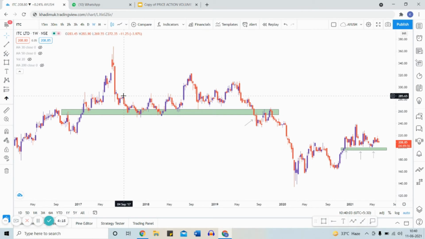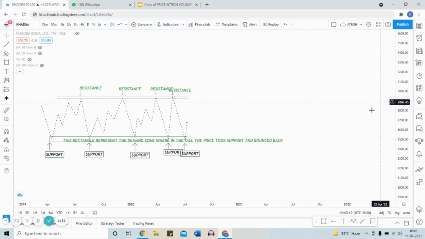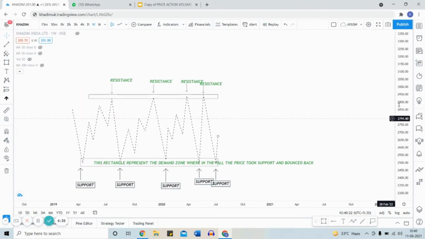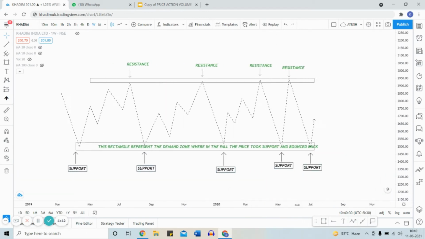So going again to the last chart that we were discussing, the next thing after support is resistance. Resistance is an area of price which doesn't let the price go up.